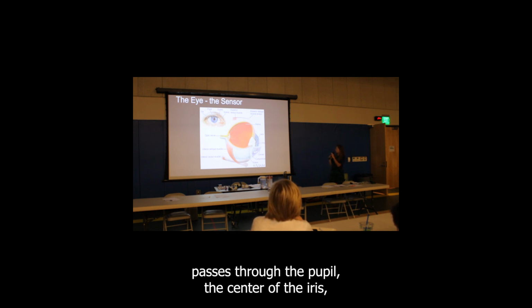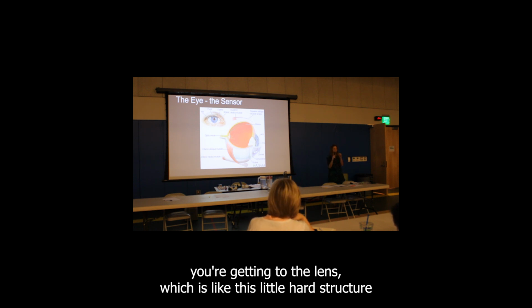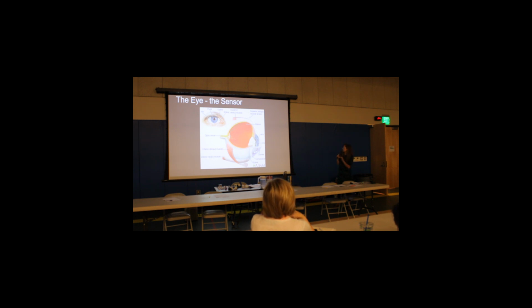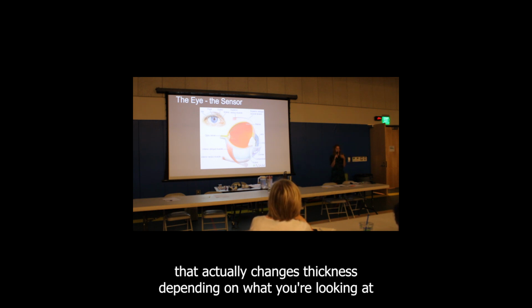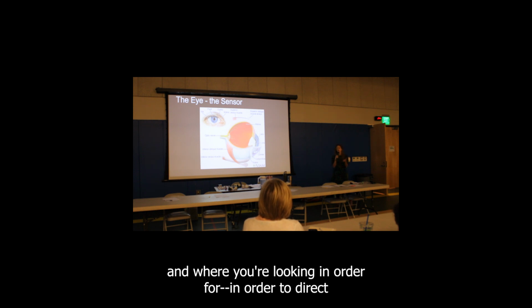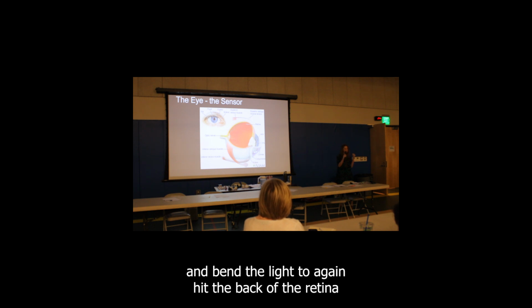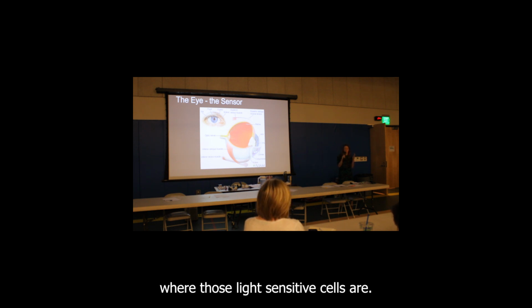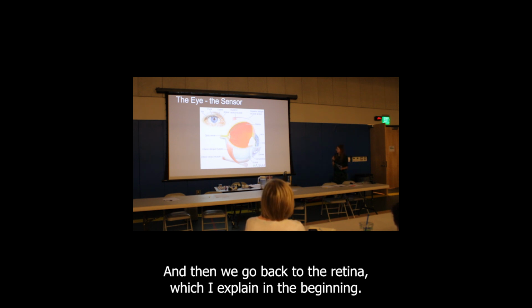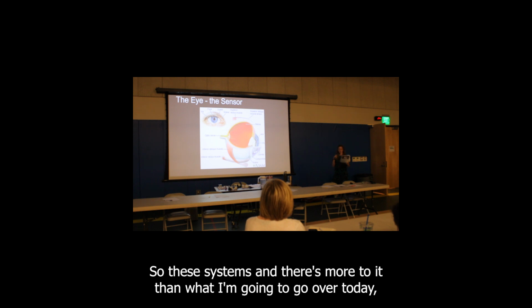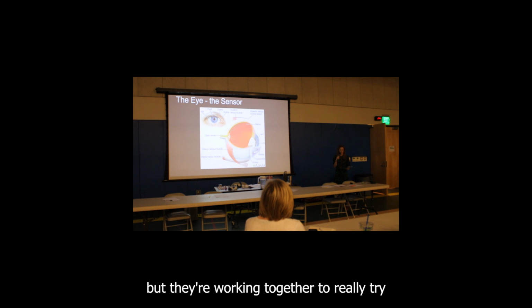And after the light passes through the pupil, the center of the iris, you're getting to the lens, which is like this little hard structure that actually changes thickness depending on what you're looking at and where you're looking in order to direct and bend the light to, again, hit the back of the retina where those light-sensitive cells are. And then we go back to the retina, which I explained in the beginning. So these systems, and there's more to it than what I'm going to go over today, are working together to really try and get the light back to the retina.